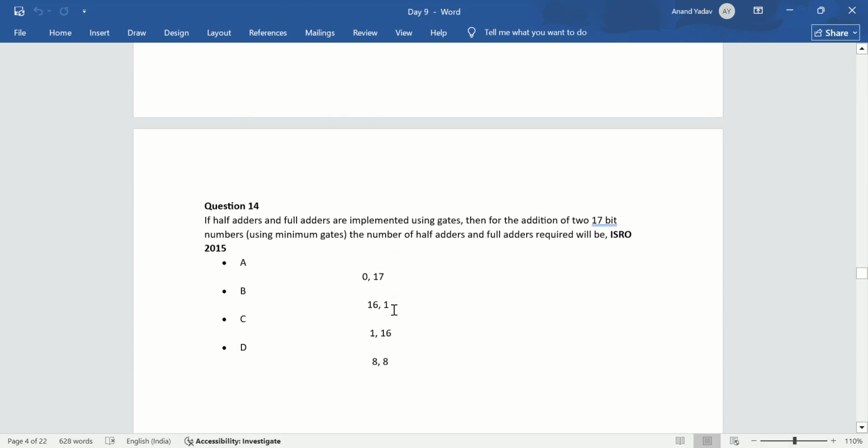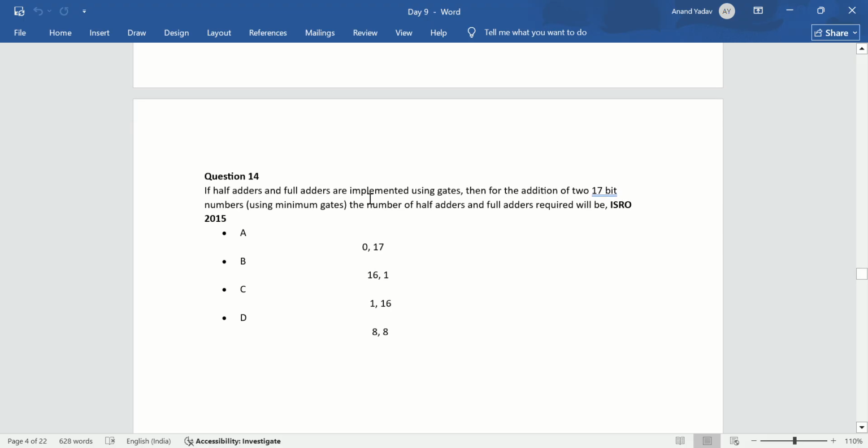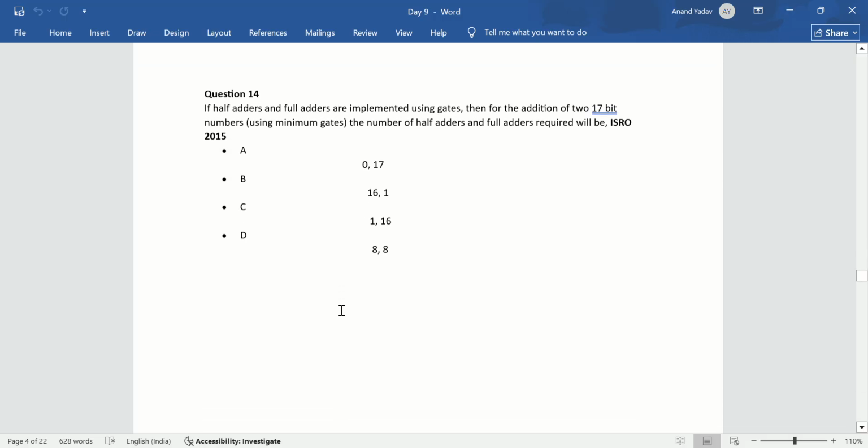Now next one is, if half adder and full adder are implemented using gates, then for the addition of two 17-bit numbers using minimum gates, the number of half adders and full adders required will be, for addition of two 17-bit numbers, we will get one half adder and 16 full adders. So one half adder and 16 full adders. So for this question option C is correct.